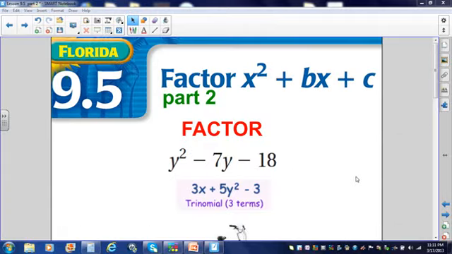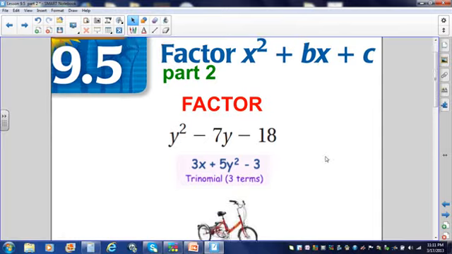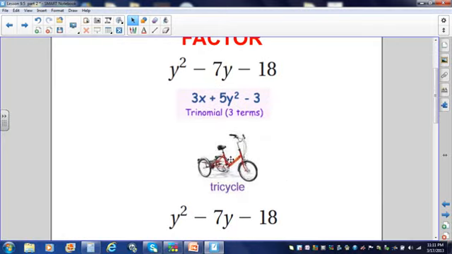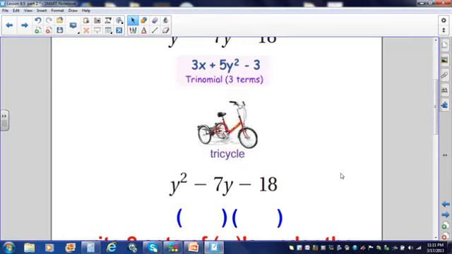Let's chop to it. This is going to be lesson 9.5 part 2. We are still working on factoring. Please write down the trinomial y squared minus 7y minus 18 on your paper. Remember that this is a trinomial because it has three terms. First term, second term, third term, tricycle, three wheels.